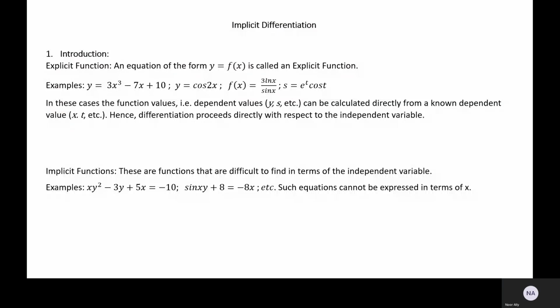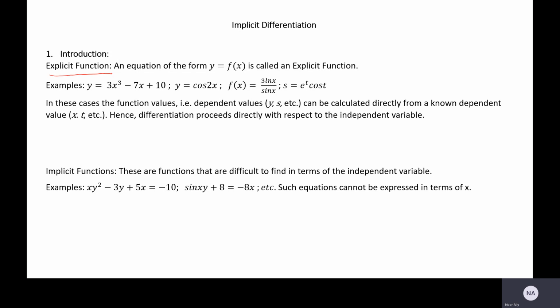This lesson, we will look at implicit differentiation. Just a quick introduction. We are very familiar with explicit functions. That is when the equation is of the form y equals f of x. In other words, y depends on the value of x. x is our independent variable, y is the dependent variable.